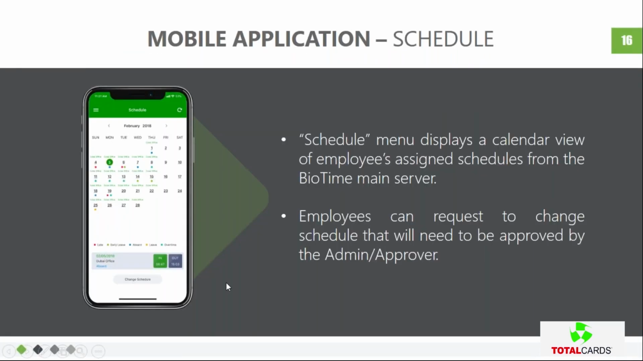And the scheduling part, as I mentioned before, we have the option to view. As an employee, you can see your own schedules on a calendar. So if you want to request a change of schedule due to some issue like urgent work or something, you can make a schedule change request. It will go to your approver. Once it's approved, it will be notified on your mobile application.